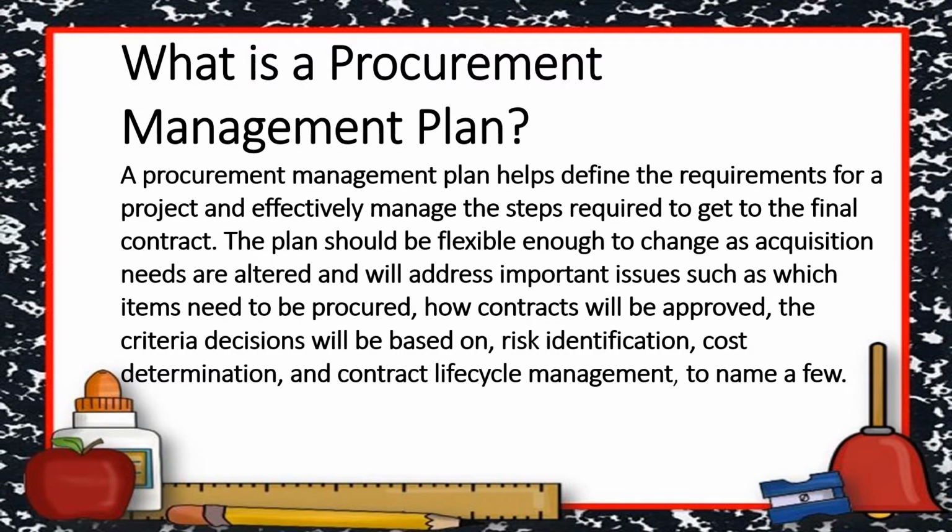What is a procurement management plan? A procurement management plan helps define the requirements for a project and effectively manage the steps required to get to the final contract. The plan should be flexible enough to change as acquisition needs are altered and will address important issues such as which items need to be procured, how contracts will be approved. The criteria decisions will be based on risk identification, cost determination, and contract lifecycle management, to name a few.